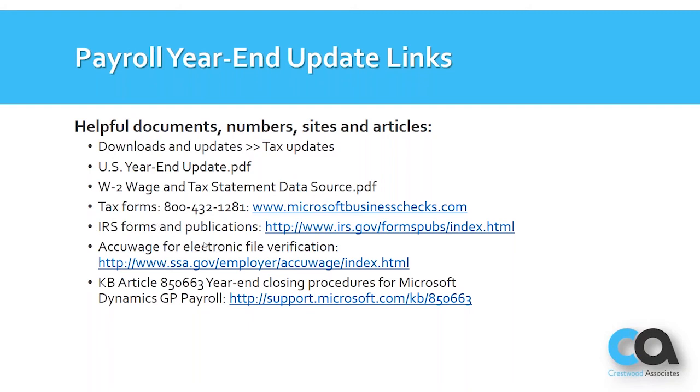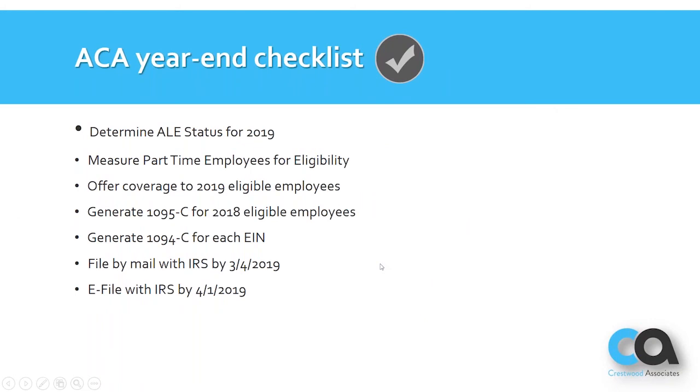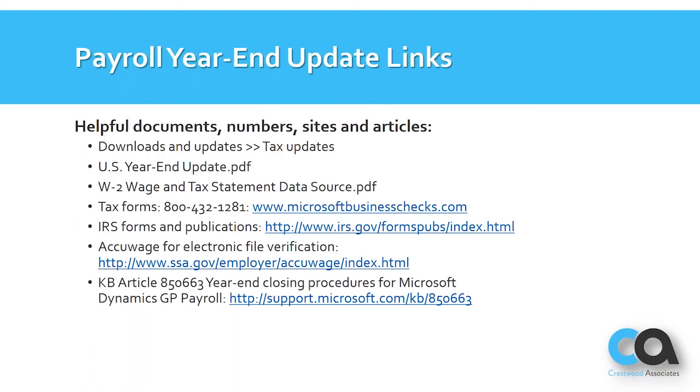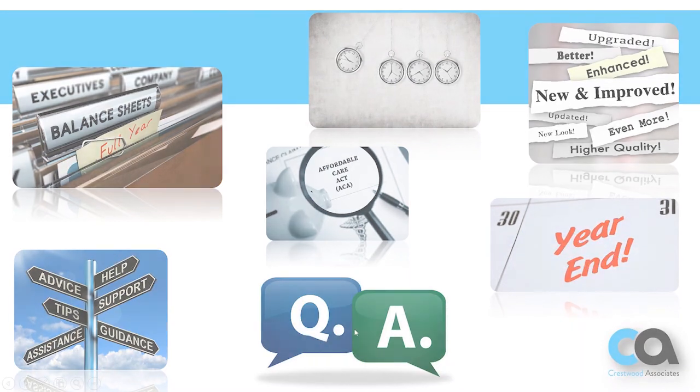And then we also have some links on here for the electronic file verification. And then here's a link if you want to look at the year-end closing process that we just went through for payroll. So that's that last link right here. Okay, so that's everything that we have on the payroll year-end close process. So at this point, we can open it up for any additional questions that we might have, and then we'll be done with all of the year-end close procedures.